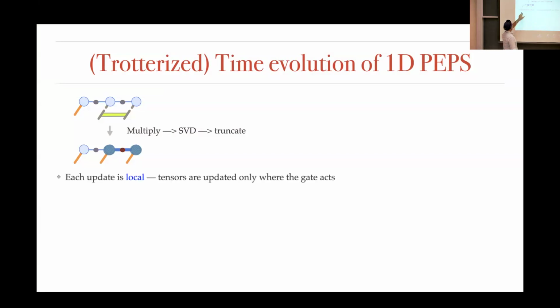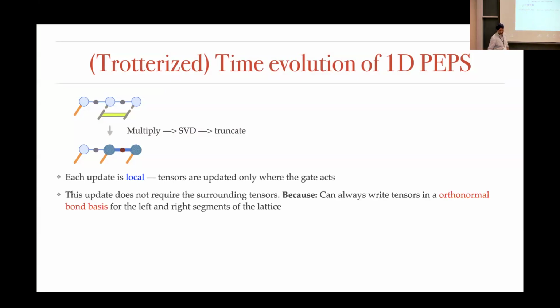I'm not going to talk about how this is done in detail, but what is important to note here is the following: each update is local. So the MPS gets updated only at the tensors where the gate acts. All the remaining tensors are left alone. This is one thing. And the second thing is, this update does not depend on the value of all the other tensors. Now, this is actually a special property of MPS only in one dimension.